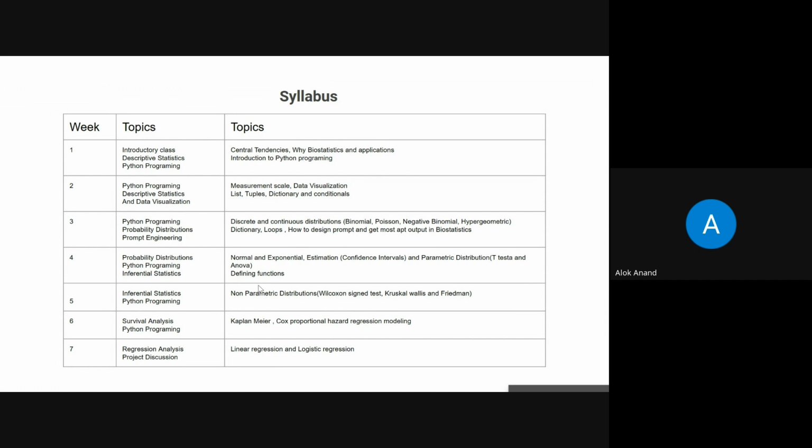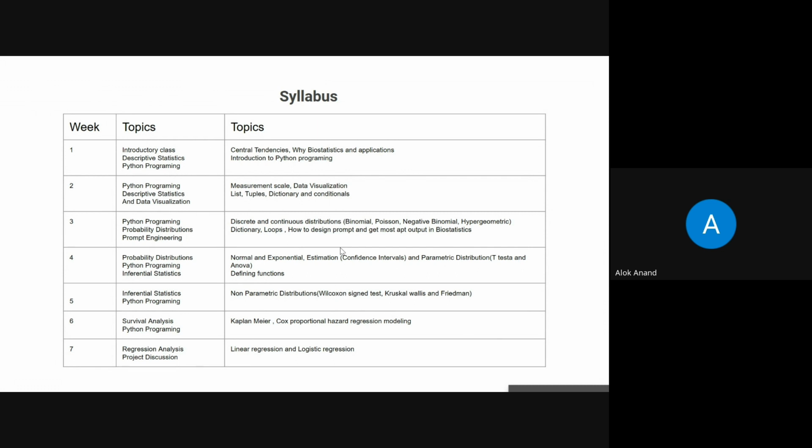And then in Python, we'll be looking at how to define functions and make use of function concepts. Then in week 5, we'll be looking at the non-parametric distributions. Before that, guys, when we talk about distributions, we now know that every distribution must have some properties, right?